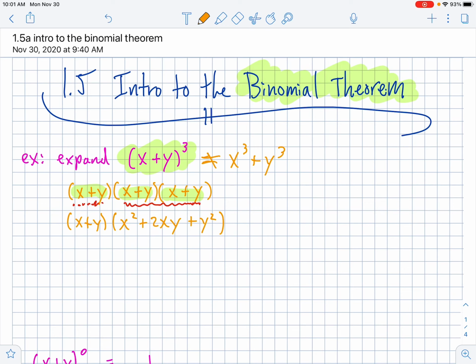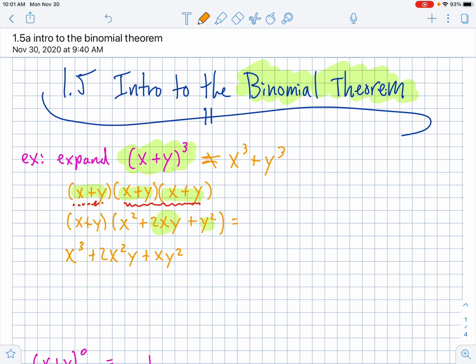So let's see, x times x squared, let's maybe move over here, is going to be, am I going to have enough room? No, let's do it down here. x cubed, and then x times this guy is going to be plus 2x squared y, and then x times y squared is going to be xy squared. So that was me multiplying all the x all the way through.